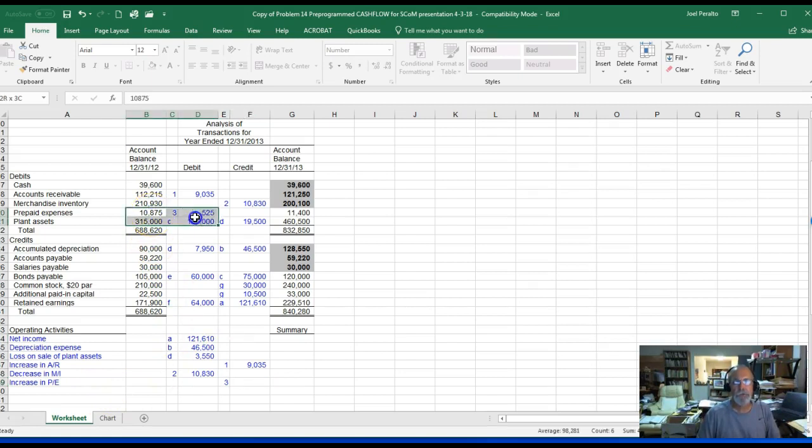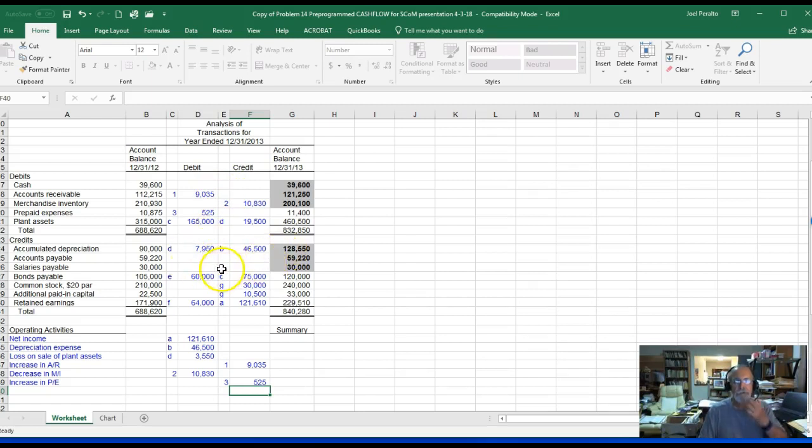The example here would be that prepaid expense went up by $525, and to effect an increase in a prepaid expense requires an outlay of cash. So that would be a credit in the cash in the operating activity section of the cash flow statement. Let's see, are we done? No, we're not done, but the last item we're going to look at is cash itself. So we'll come back to that.